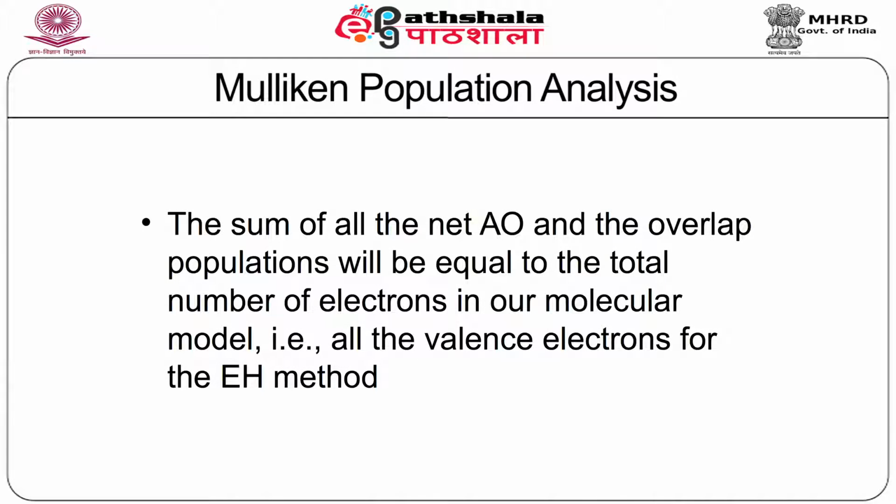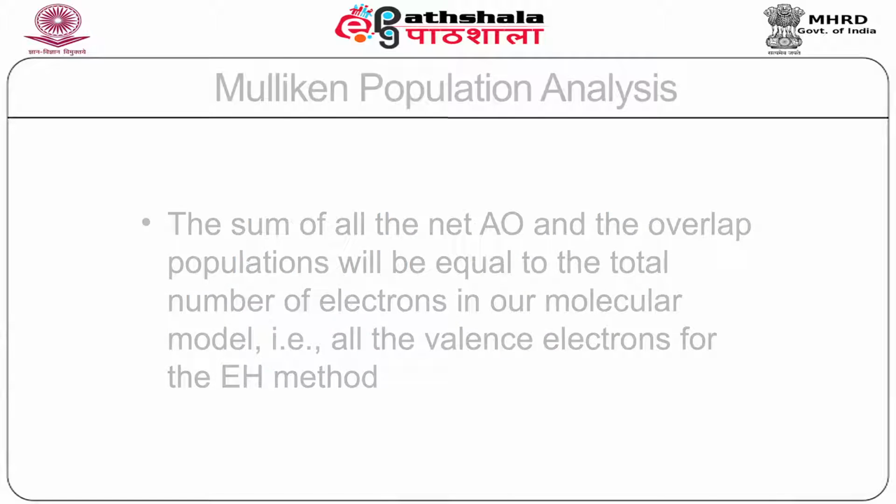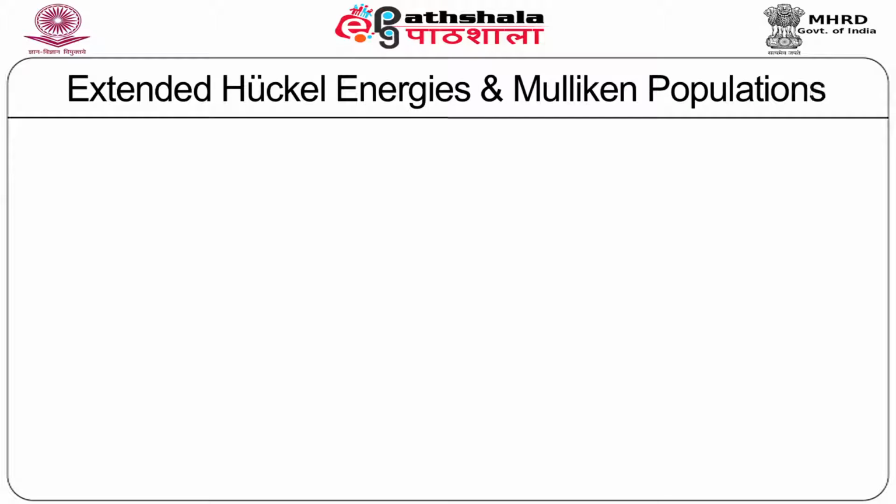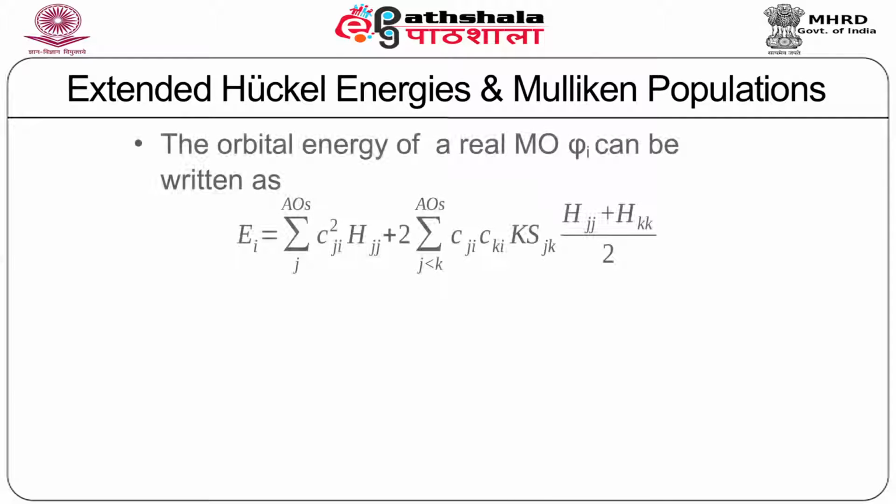The sum of all the net atomic orbital and the overlap populations will be equal to the total number of electrons in our molecular model. That is, all the valence electrons for the extended Huckel method. Let us now discuss the extended Huckel energies and their relation with Mulliken populations.